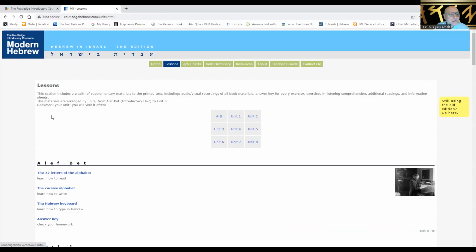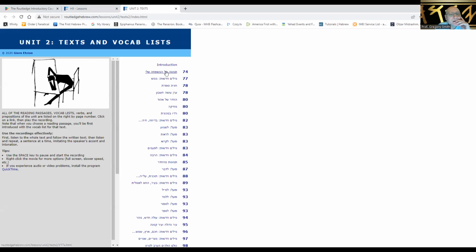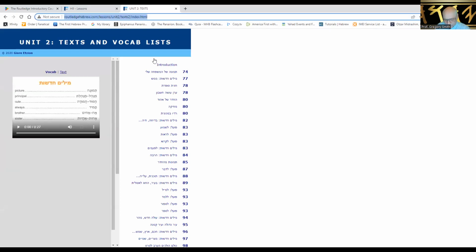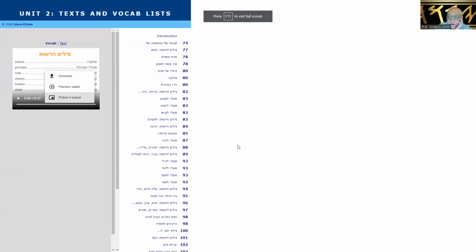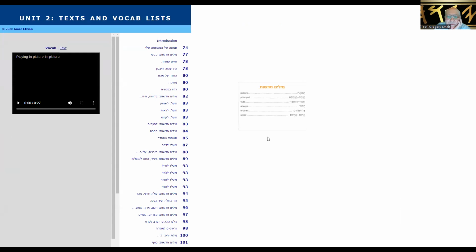let's take a look at this here. Take a look at our text and vocabulary deal here. Picture in picture. Okay, so these are some milim hadashot. These are new words, and then we have tamuna for picturable.